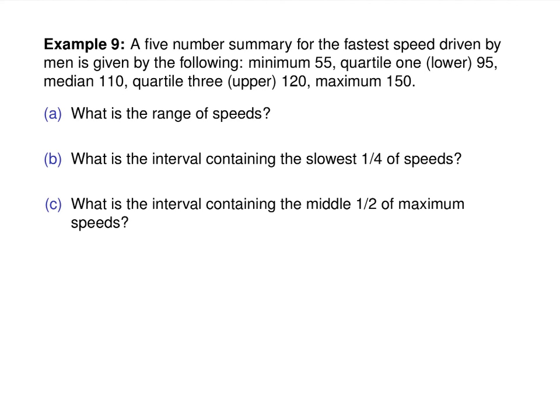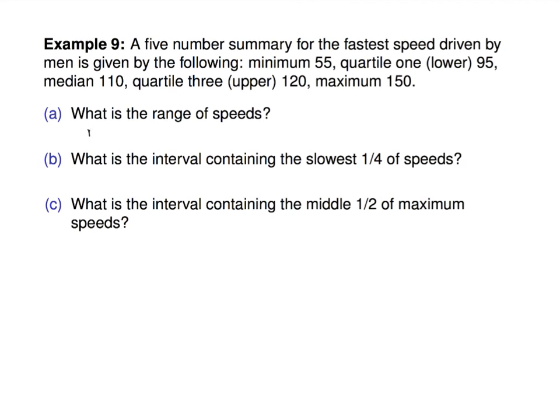So we'll actually find a 5-number summary in the next lesson, but suppose for now I give you one. So the 5-number summary for the fastest speed driven by men, this was found doing some survey, is given by the following. The minimum was 55. Quartile 1 is 95. The median is 110. Quartile 3 is 120, and the maximum is 150. So first of all, what is the range of speed? So how spread out are these?